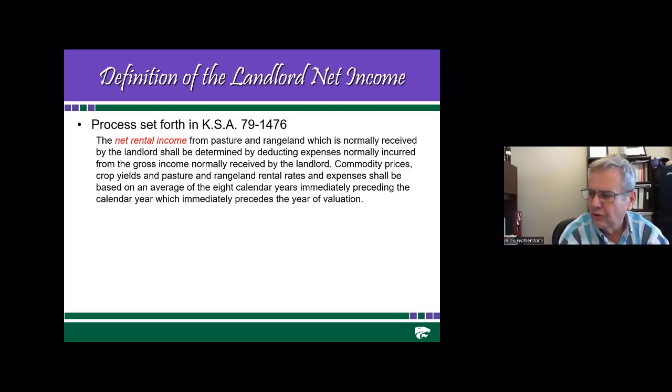The net rental income from pasture and rangeland shall be determined by deducting expenses normally incurred from gross income received by the landlord. Commodity prices, crop yields, and pasture and rangeland rental rates and expenses shall be based on an average of the 8 calendar years immediately preceding the year of valuation. What this basically means is, for example, in 2024, to set those property tax values, the data for 2023 is not available, and so the data is going to be used from 2022.